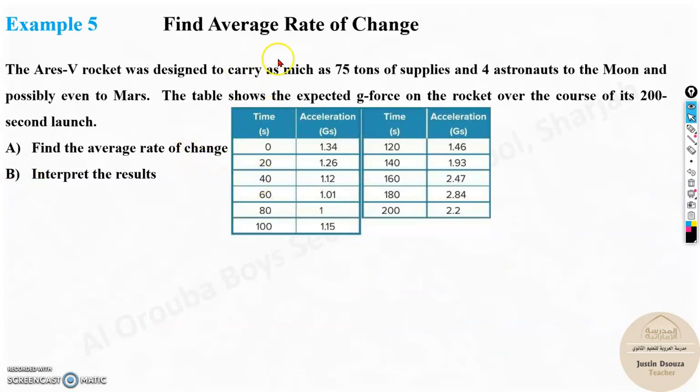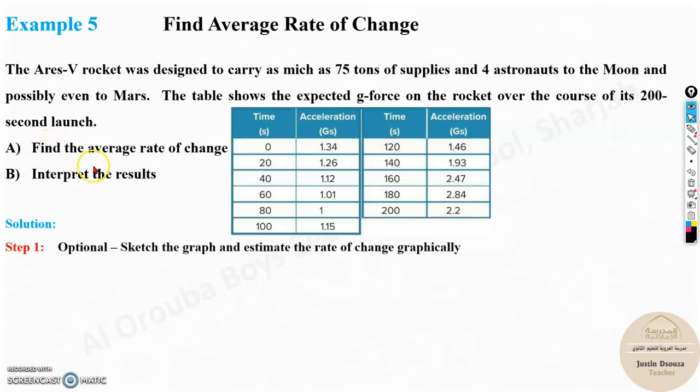This is about finding the average rate of change. This is important because there are various methods to find the average rate. We will see one by one. The RSV rocket was designed to carry as much as, I'm sorry, this is a typo, as much as 75 tons of supplies and 4 astronauts to the moon and possibly even to Mars. The table shows the expected G-force on the rocket over the course of a 200 second launch. So now we have the times given and the acceleration, that is G-force, is also given. And we have to find the average rate of change and interpret these results.